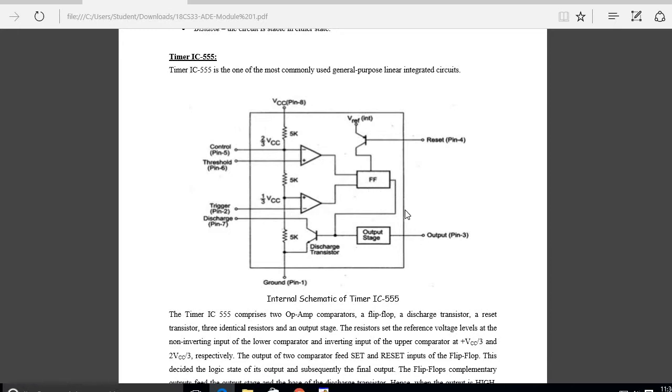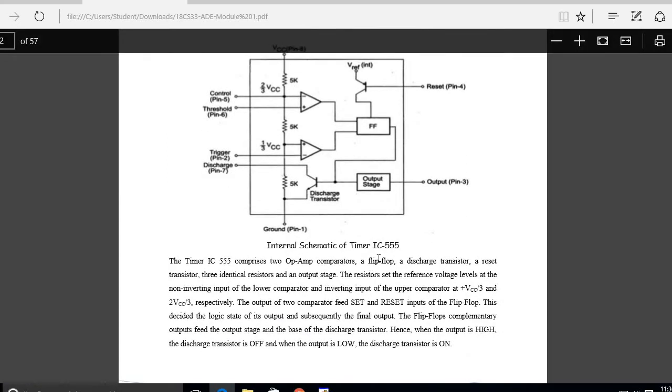Again it is fed to the output stage, and the discharge transistor is also connected to the output stage. So this is how the output stage looks with the discharge transistor: if the output state is high, the discharge transistor should be off. If the output in the output stage is 0, the discharge transistor should be on. This is the condition of the internal schematic of IC 555.